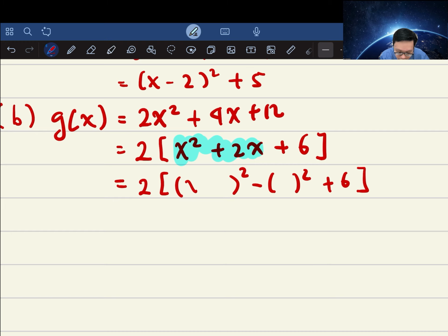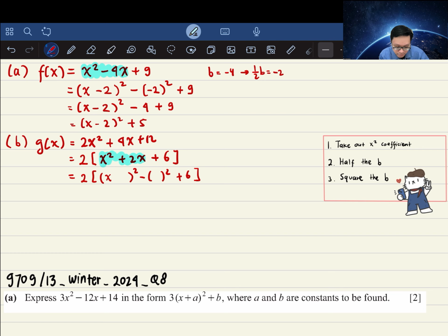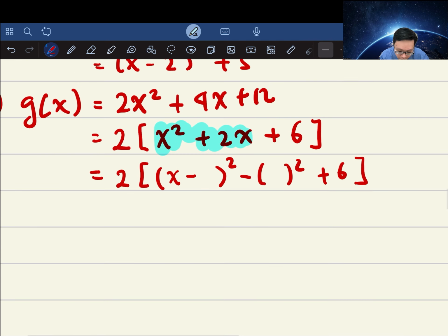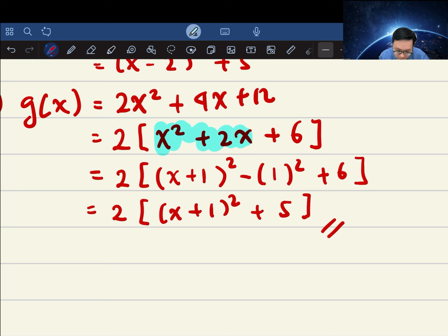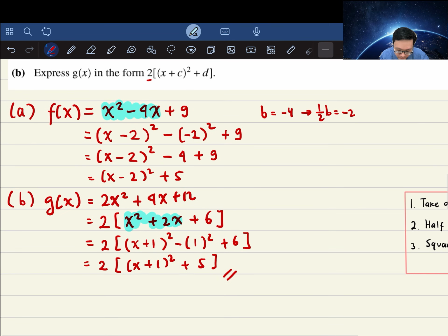So we put x and then we have the b. The b is the x coefficient. So we have plus 1 and then we put plus 1 over here. And then we have 2 times (x plus 1) squared plus 5. So this is the result. So easy, right? So let's move on to the next question.